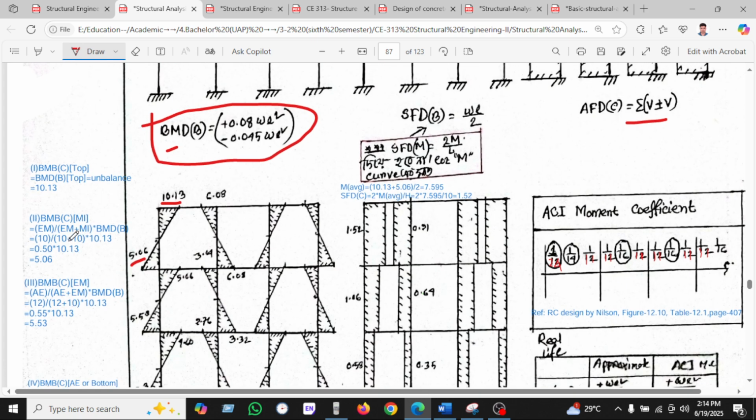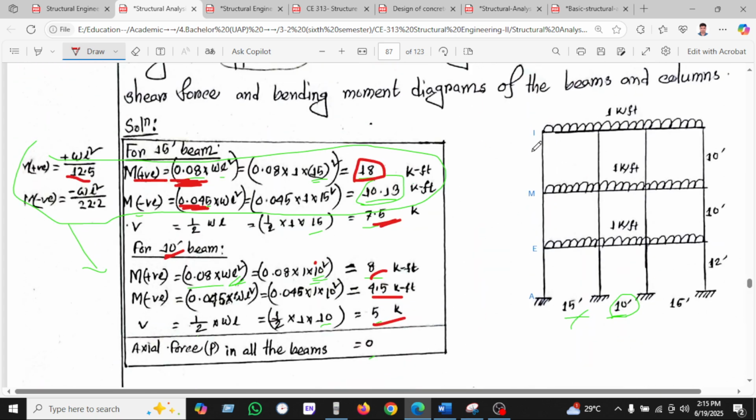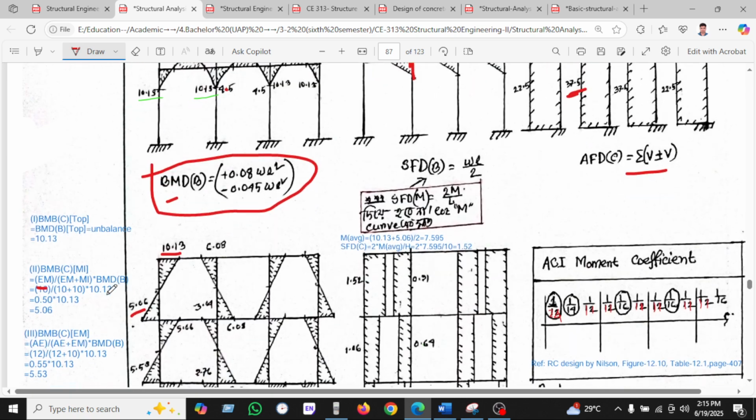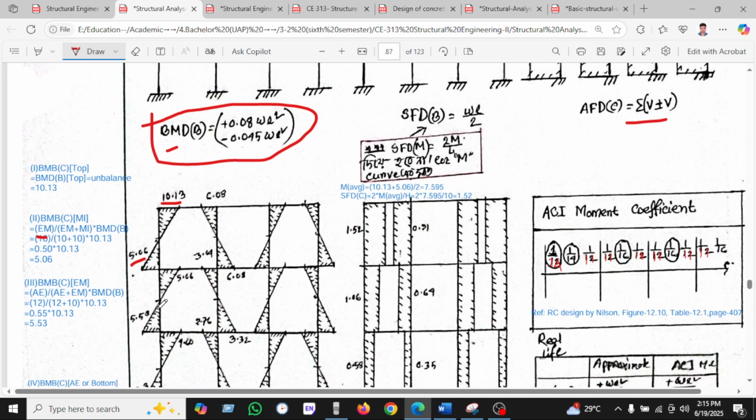So how much is the coefficient? What is the EM? This is the I section, IM EA. So EM divided by EM by IE. We have seen EM, that means this length is 10 feet, and EM plus IM also. So we have found this length and this length, which is 0.5, and multiplied by 10.